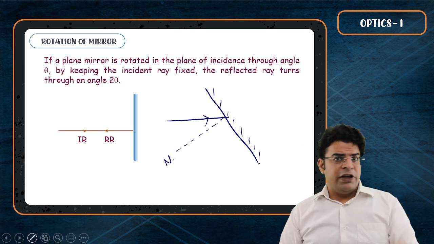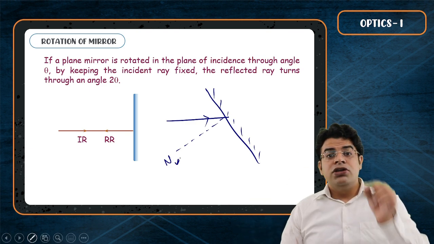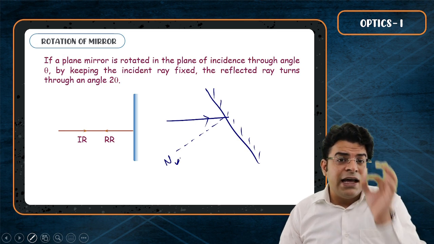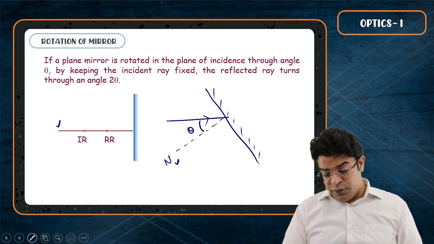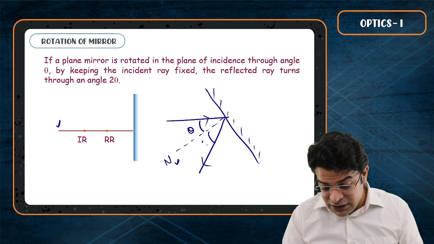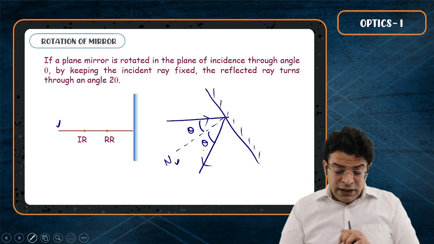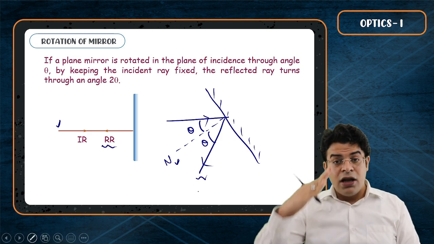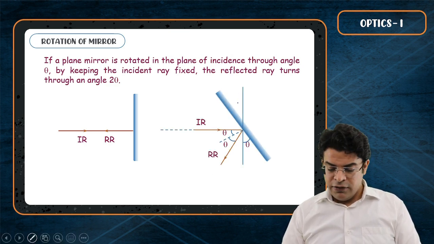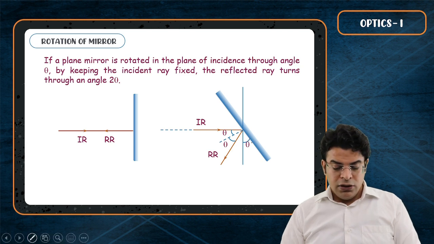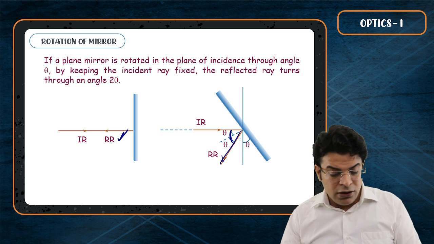Keeping the incident ray fixed, if the mirror is turned by angle theta, the normal will also turn by angle theta. So the normal, which was in the direction of the original incident ray, will now make an angle theta with it. And the reflected ray should also make an angle theta with the normal from the law of reflection. So if you turn the mirror by an angle theta, then the reflected ray turns by an angle 2 theta. This is the basic argument. So keep this in mind. The reflected ray, which was going normally initially, would have now turned by an angle 2 theta.